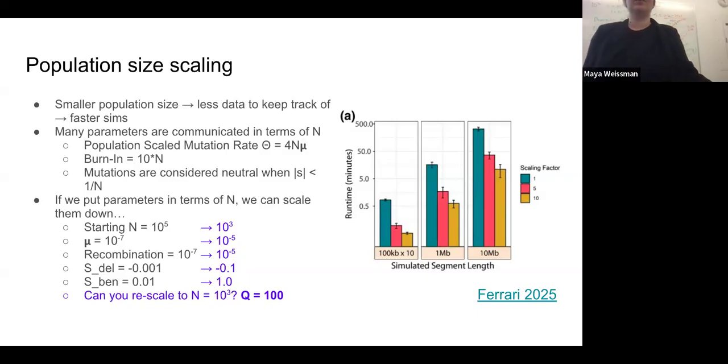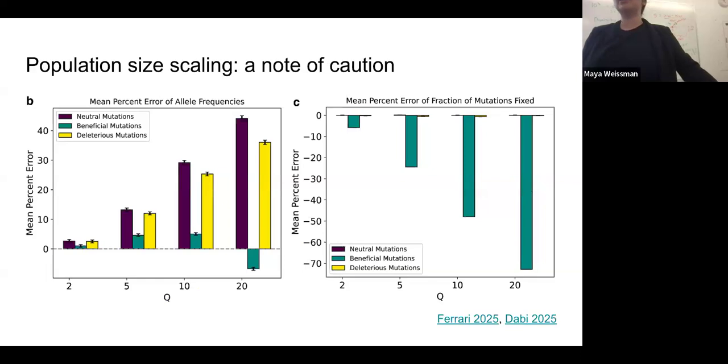a lot faster. But Emma's already highlighting kind of my note of caution here, which is that population size is not a non-parameter. Smaller population sizes are impacted by drift. Ferrari also goes into this, but I think the figures in Dobby were a little bit nicer to put in slides. A couple of new papers that have only come out in the past year or so have found that population size scaling can introduce errors into your results for the reasons you think, where small population sizes mean random chance is going to have a larger impact and drift is going to be more important.